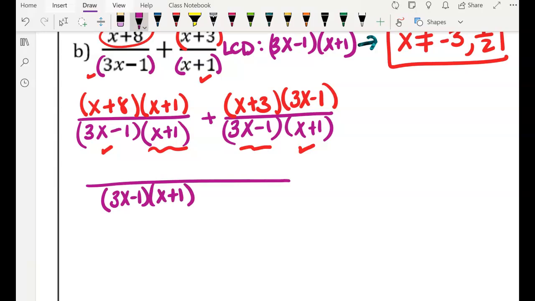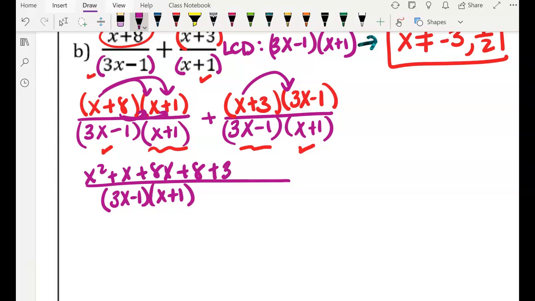And so what we are going to do is write both fractions over one denominator, but we now will add the numerators together. So let's FOIL out. x times x is x squared, x times 1 is 1x, 8 times x is 8x, 8 times 1 is going to be 8, plus the second numerator is going to give us x times 3x is 3x squared, x times negative 1 is negative x, 3 times 3x is going to give us 9x, and then 3 times negative 1 is a minus 3.